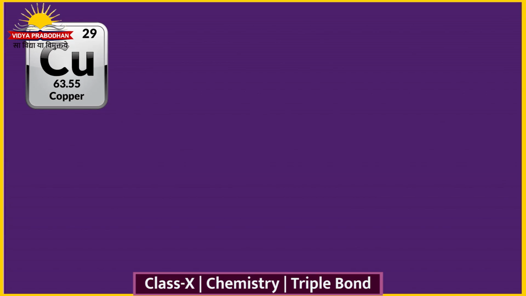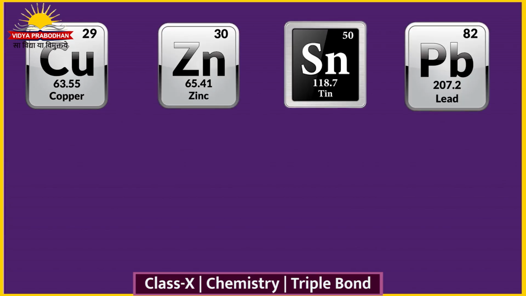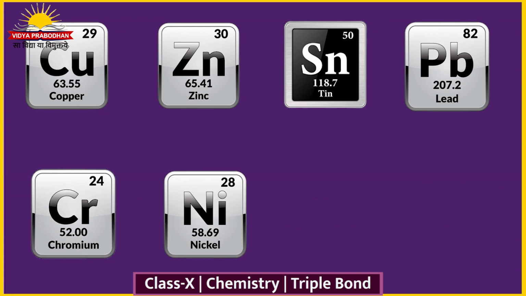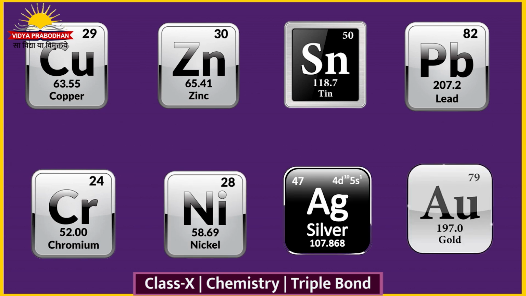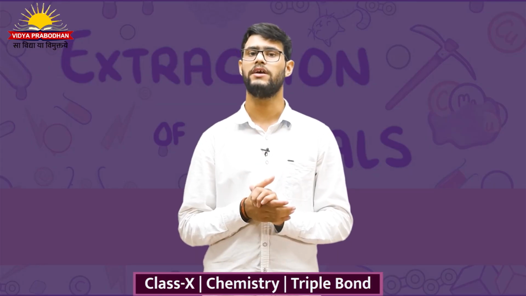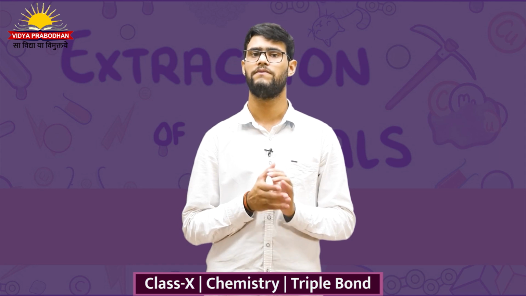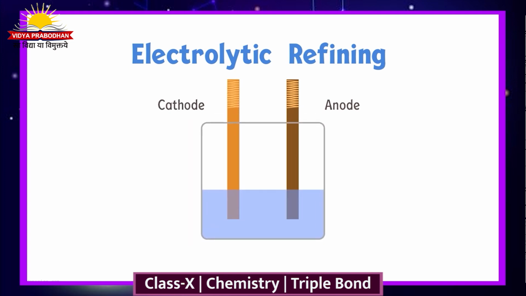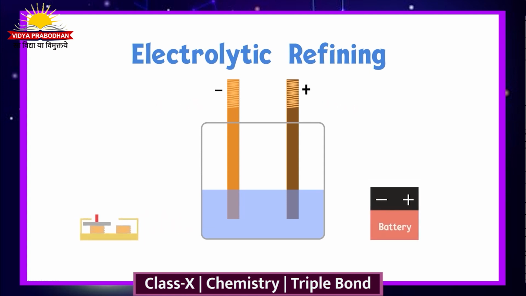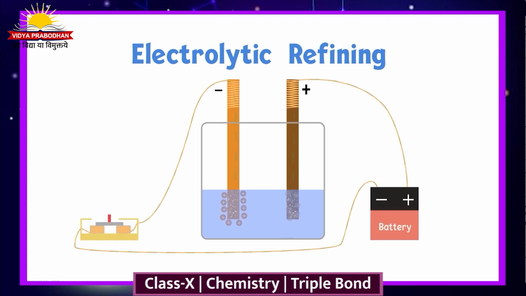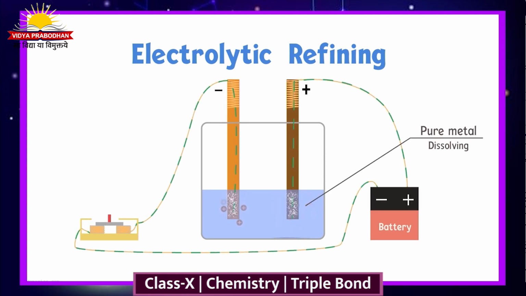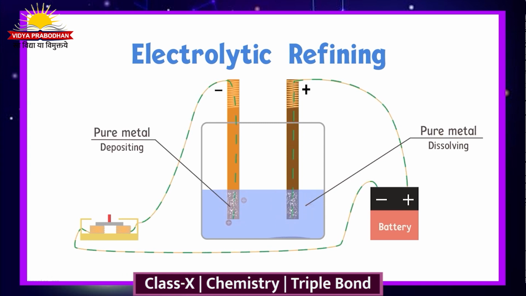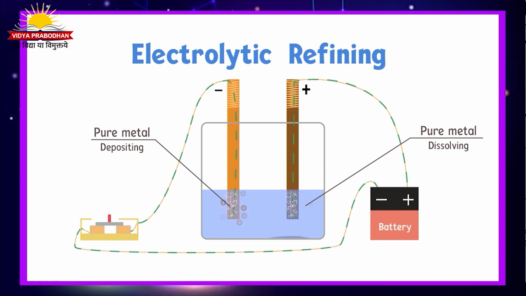Many metals like copper, zinc, tin, lead, chromium, nickel, silver and gold are refined electrolytically. For the refining of an impure metal by electrolysis, first, a thick block of an impure metal is made anode. It is connected to the positive terminal of the battery. Second, a thin strip of a pure metal is made cathode. It is connected to the negative terminal of the battery. Third, a water soluble salt of the metal to be refined is taken as electrolyte.